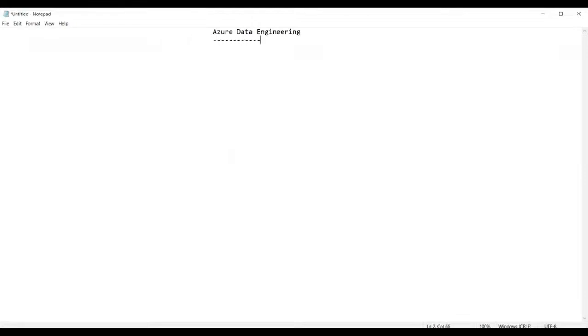So now, what is Azure Data Engineering? Basically, Azure Data Engineering is packed in the form of services. The following are the various services provided for various operations in Azure Data Engineering. Let us see the first one. We have the first one here as Azure Databricks.